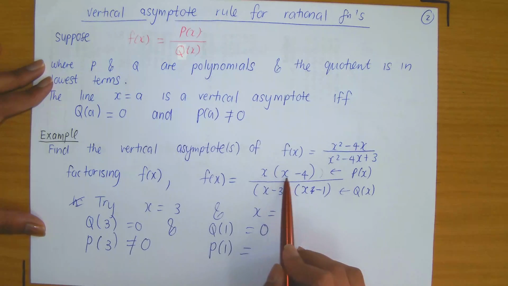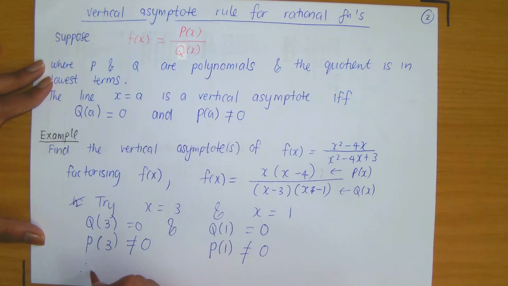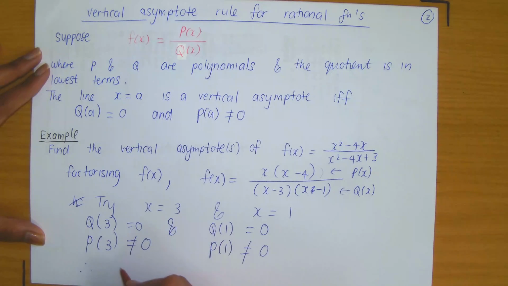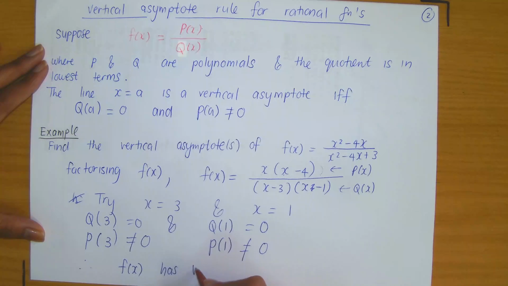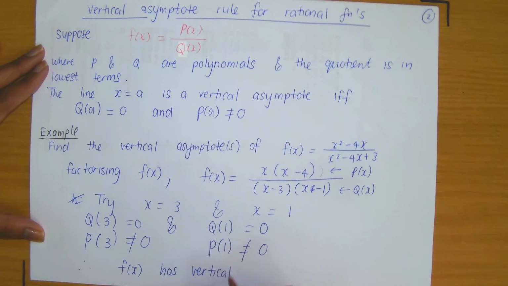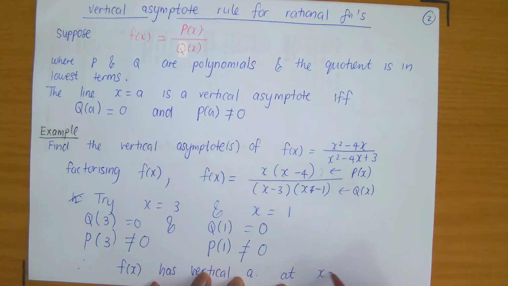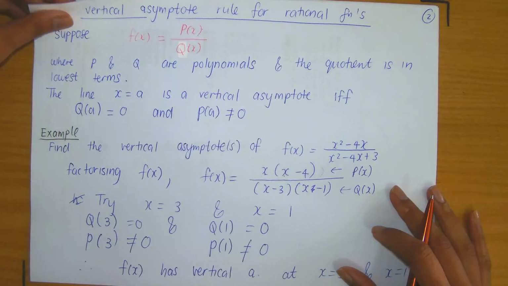Plugging in 1 and 1, that's 1 times 1 minus 4, which is minus 3, and again that's certainly not 0. So therefore, by the above criteria for vertical asymptotes for rational functions, we have that f of x has vertical asymptotes, just going to use shorthand, at x equals 3 and x equals 1. So that is our checking criteria satisfied.